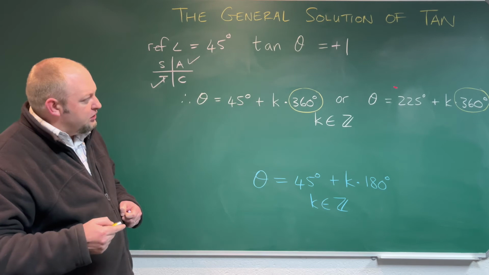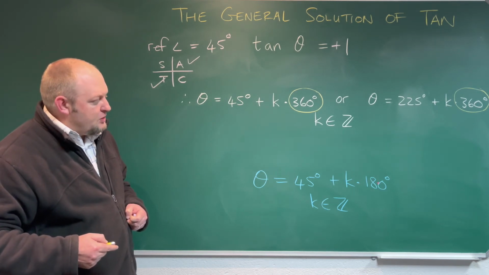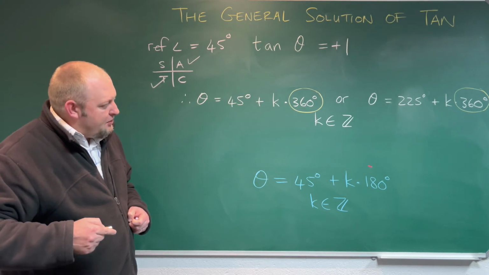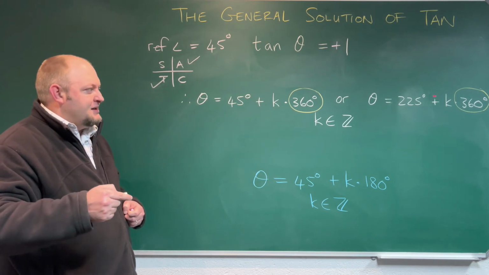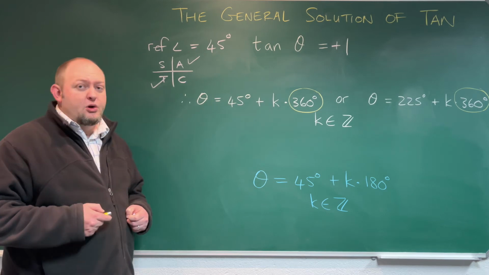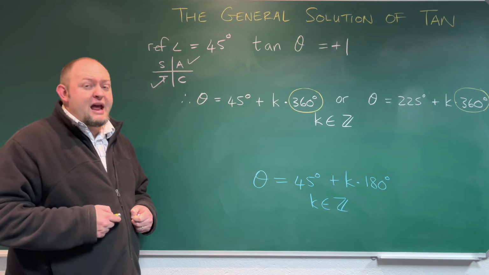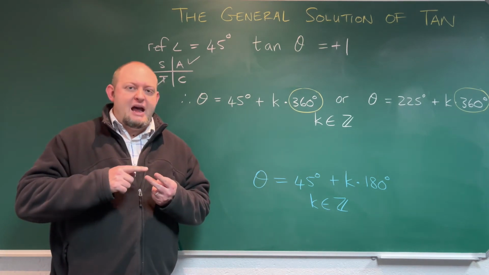You don't need to use both of them. You could simply say 45 degrees plus k times 180, and that single solution will give exactly the same answers as the two solutions that we've given with the k times 360. The reason we have opted to use k times 360 in our textbook is because this is consistent with the approach we use for sine and cos.